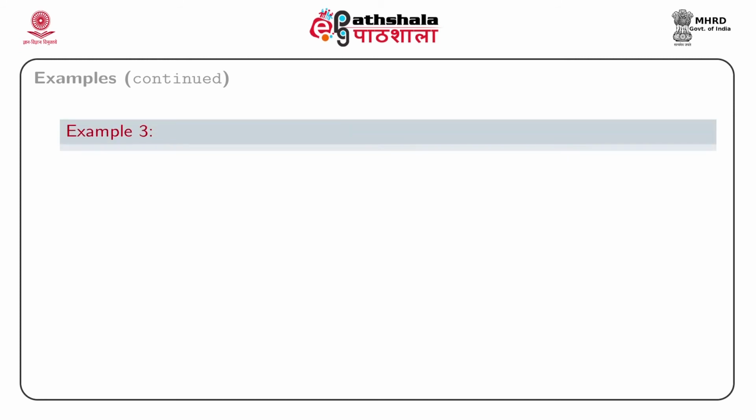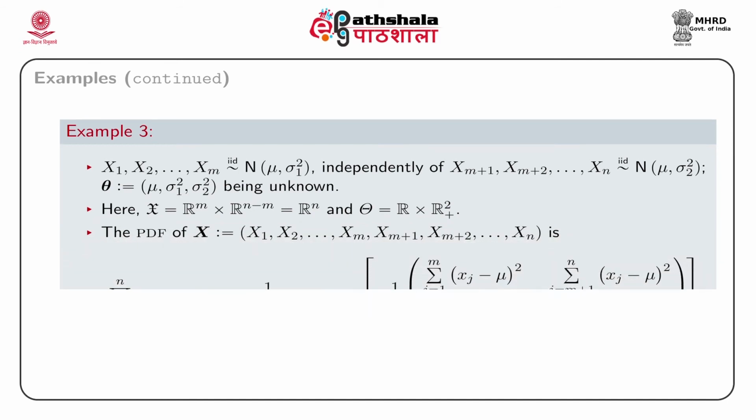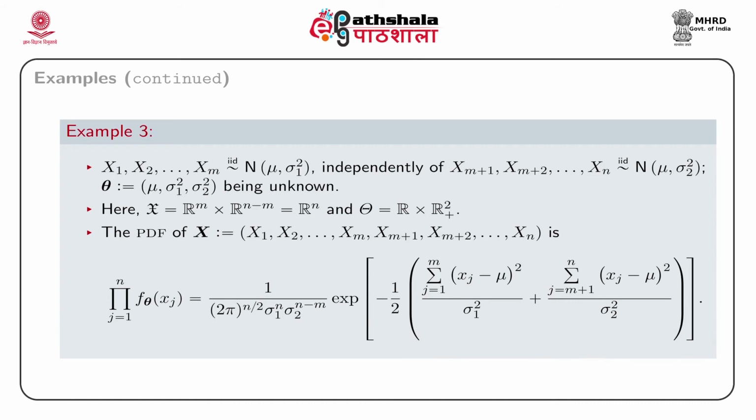Now the joint PDF of x1, x2, up to xn is given by f theta of x. Here x is a vector. This is just 1 by (2 pi) to the power n by 2, into sigma 1 to the power m, into sigma 2 to the power n minus m, into e to the power minus 1 by 2 sigma 1 squared, into the summation over i from 1 to m of (xi minus mu) whole squared, minus the summation over i from m plus 1 to n of (xi minus mu) whole squared divided by 2 sigma 2 squared.